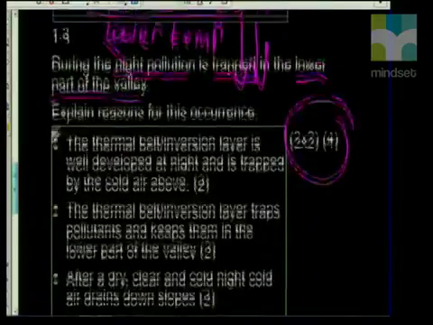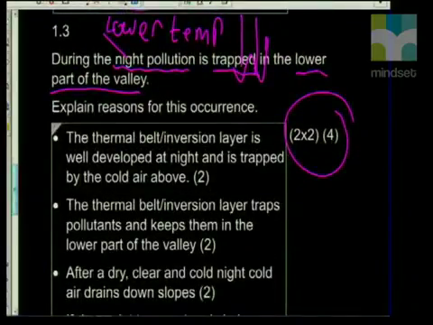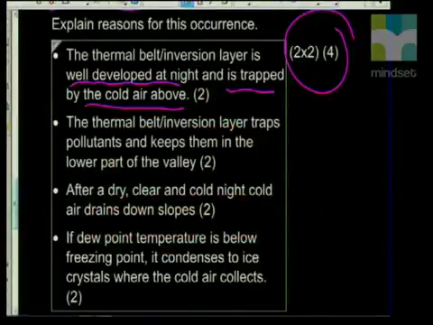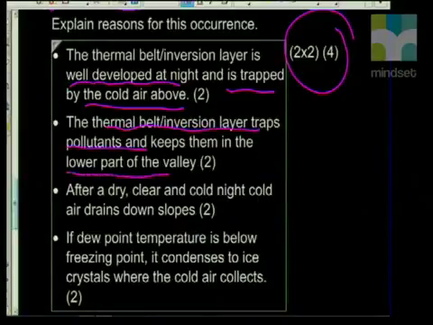All right, the thermal inversion layer is well developed at night because it is cold, and trapped by the cold air above. Remember, the air is subsiding, it's pushing the inversion layer down, so it traps the inversion layer lower down, and it keeps the pollution in there. The thermal belt inversion layer traps the pollution and keeps it in the lower part because of lots of subsiding air. We've got other reasons.